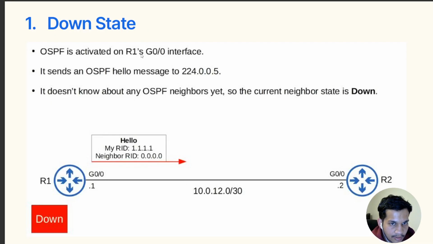OSPF is activated on R1's G0/0 interface over here, and then it sends a hello message to the multicast address 224.0.0.5. The hello message contains the router ID 1.1.1.1 and the neighbor ID is 0.0.0.0. So it doesn't know about the OSPF neighbor yet. The current neighbor state is down. Since it doesn't know anything about the neighbor, the first state is the down state.